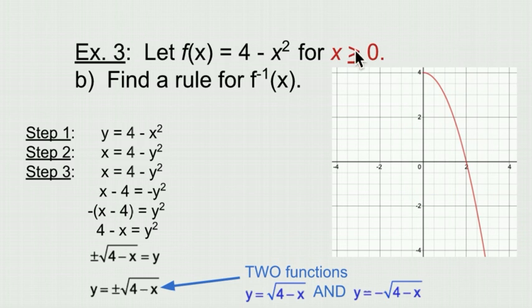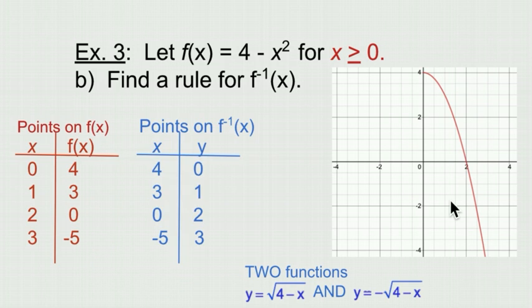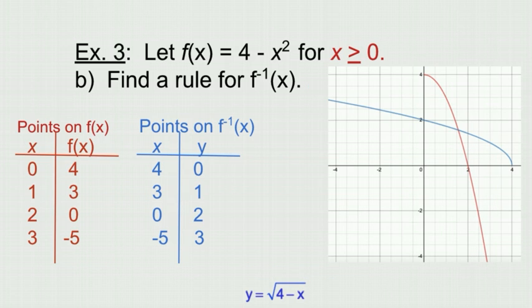But because we restricted the domain for f of x to get it to be 1-to-1 so that it would have an inverse function, we now need to restrict the range of f inverse of x. So we really only want to count positive y values on the inverse function, which means I'm not going to use this part of the parabola. I'm only going to use the top half of the parabola where the y values are positive. So that becomes my inverse function. F inverse equals the square root of 4 minus x.